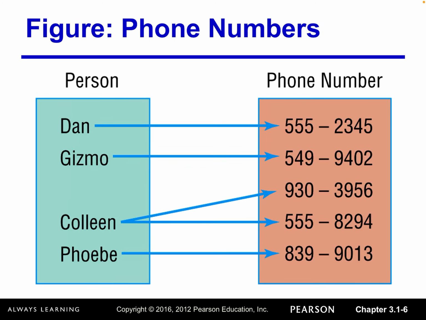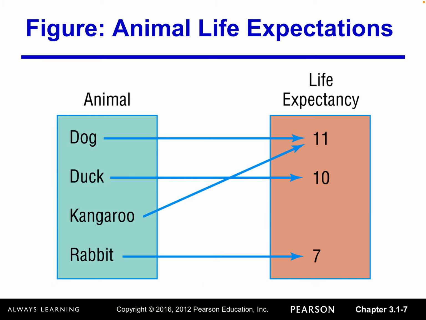So let's try the next one. The x is the name of a person, and y is the corresponding phone number. Let's see. Don has 1 phone number, and Gizmo has 1 phone number, but Colleen has 2 phone numbers, right? You see these 2 arrows coming out of one element of x. So that's why this relation is not a function. One x pairs with 2 y's. That's why this is not a function.